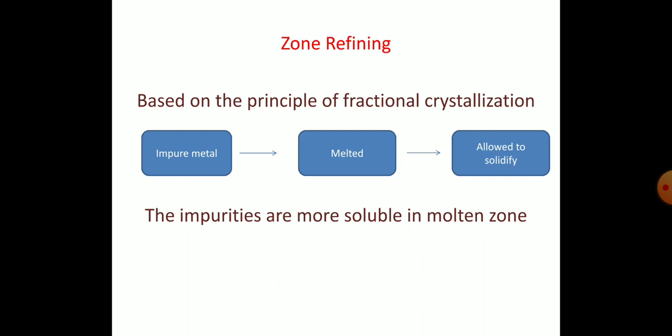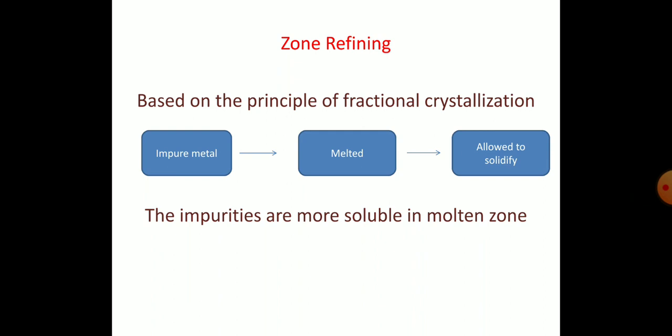Okay, dear students, the zone refining method is based on the principle of fractional crystallization. So it is nothing but melting and recrystallization. First we have to melt the impure form of the metal, then when we cool it, it will be converted into its pure form. That is why this method is based on the principle of fractional crystallization. So this is a very important key point we have to write when we write this question. It is based on what principle? It is based on the principle of fractional crystallization.